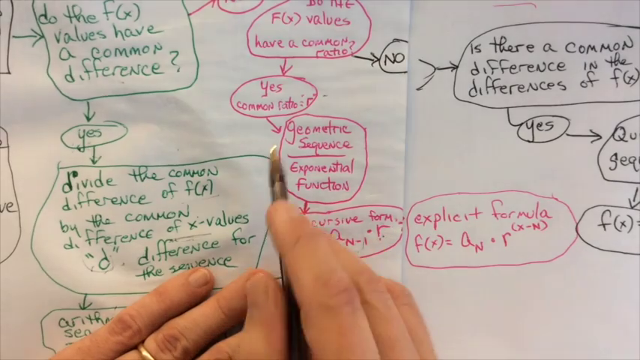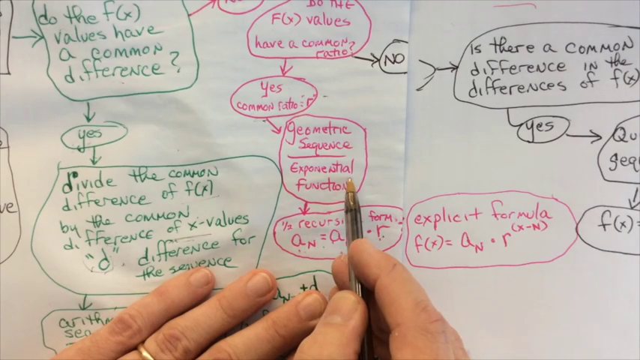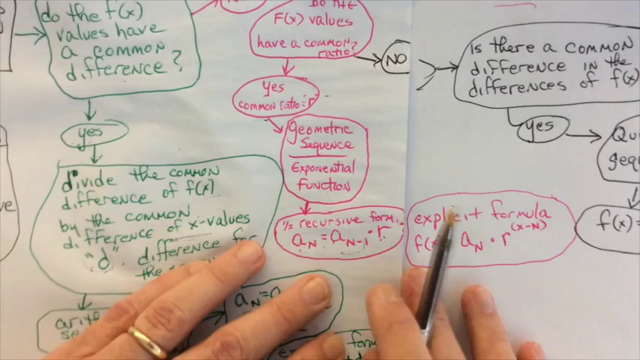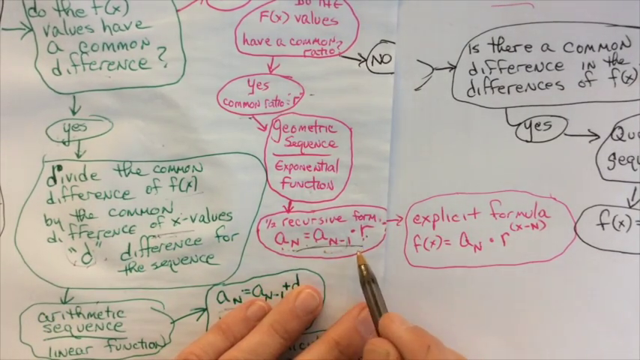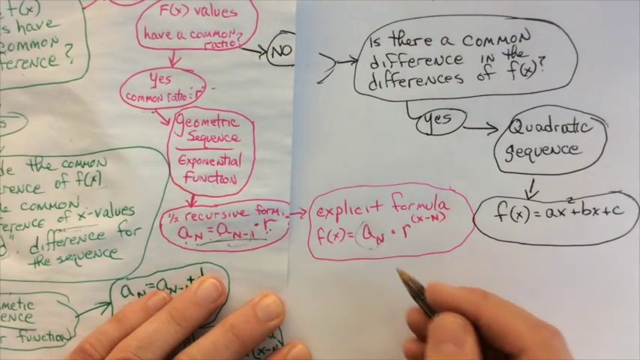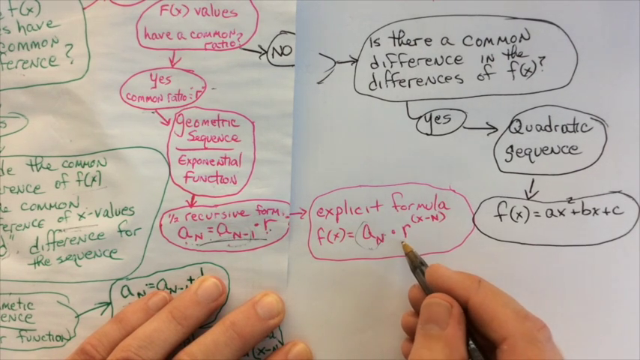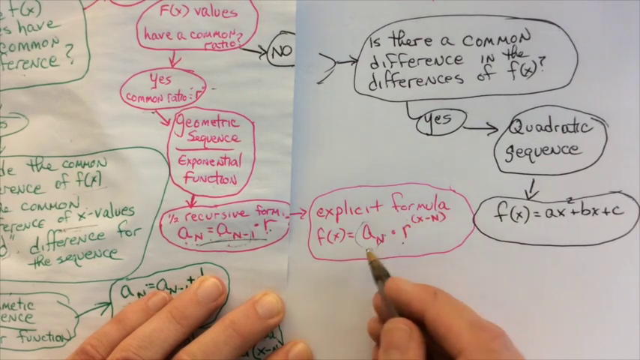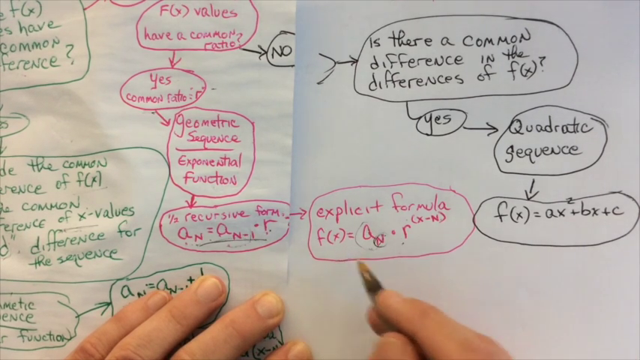If that answer is yes, then you have a geometric sequence, an exponential function, and this is part of your recursive formula, but in order to get your explicit formula, all you have to do is take any term, multiply it by r, which is your common ratio, raised to the x minus whatever number this was power. And that gives you your explicit formula here.